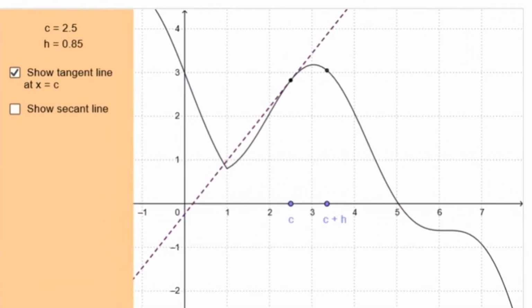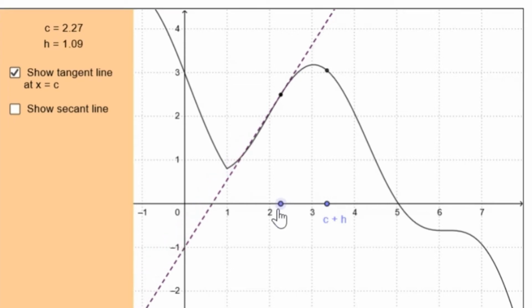And so this is a little applet in GeoGebra, and if you're looking at the PowerPoint slides that are posted in Blackboard, there's a link for you to click on so that you can play around with this yourself if you want to. And so you can see that they have a function graphed here. And instead of labeling these points A and B, they've labeled the first point as C on the x-axis, and you can see that I can slide this point around.